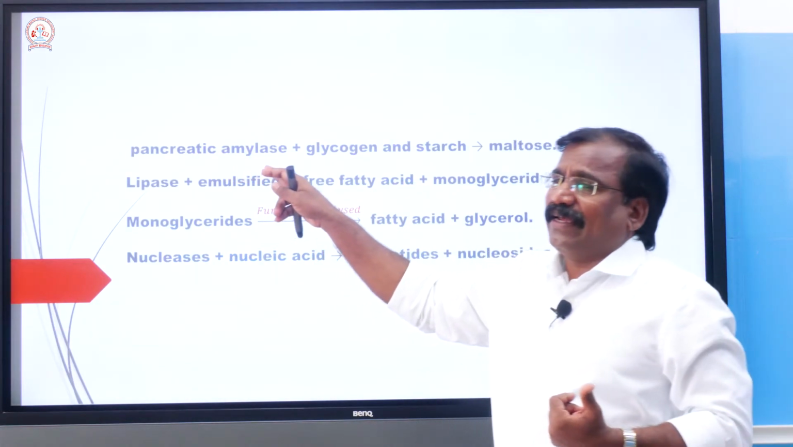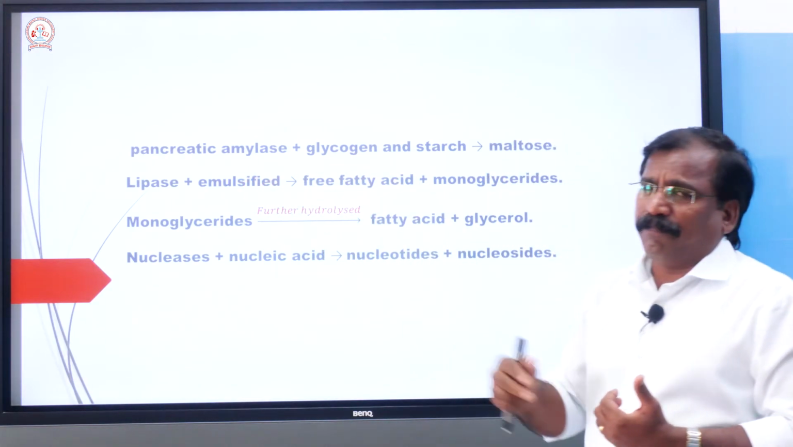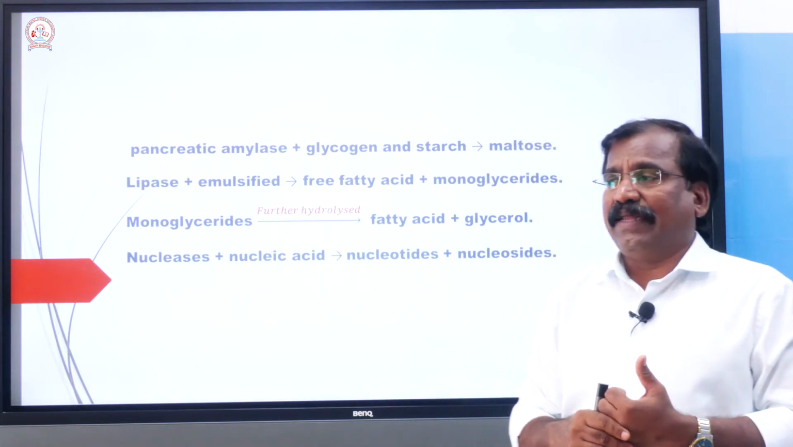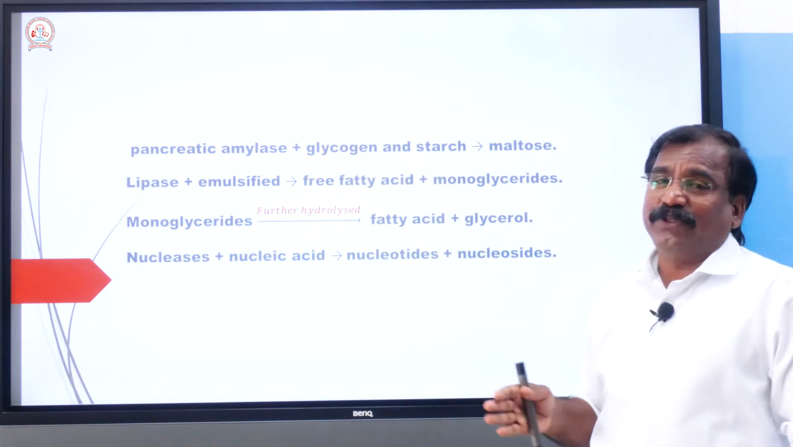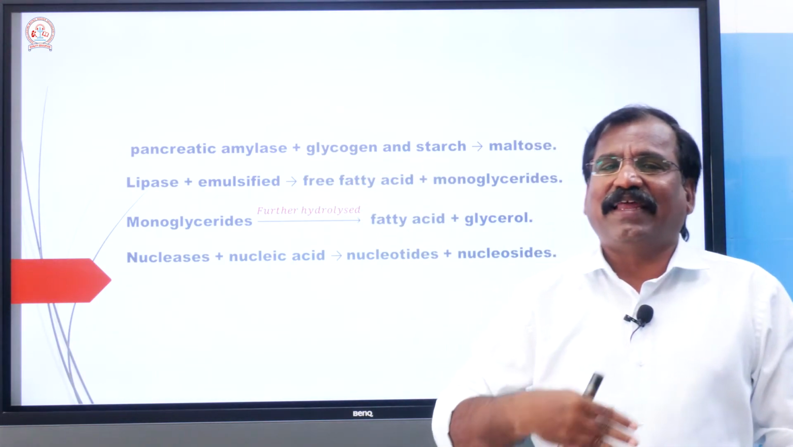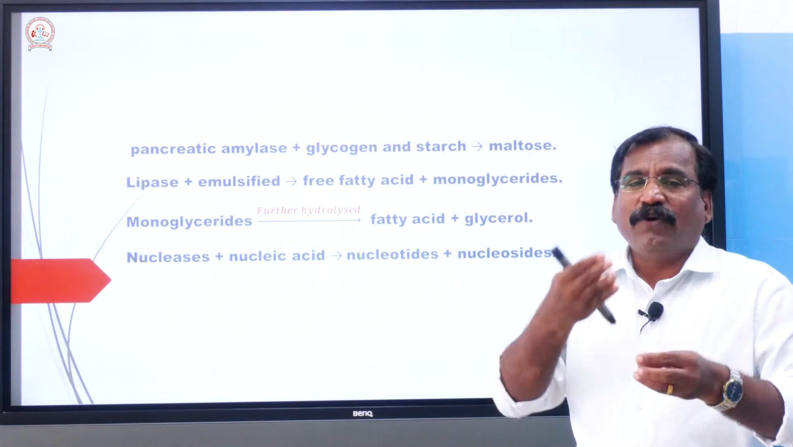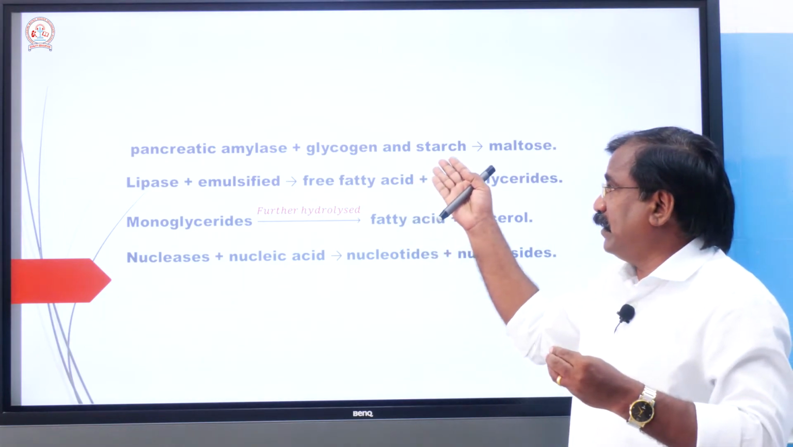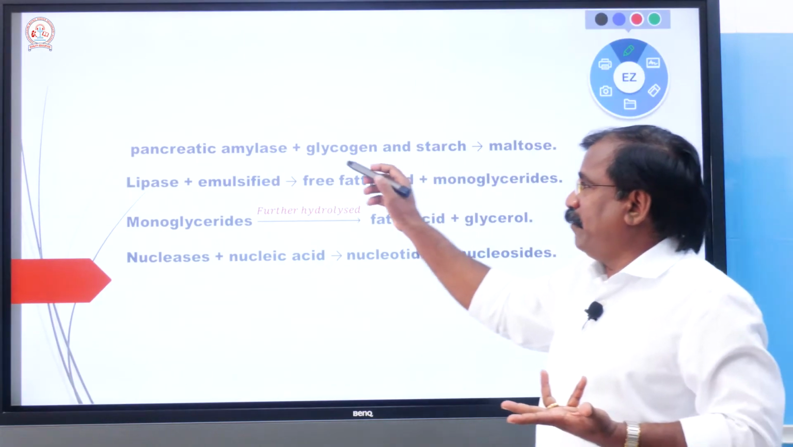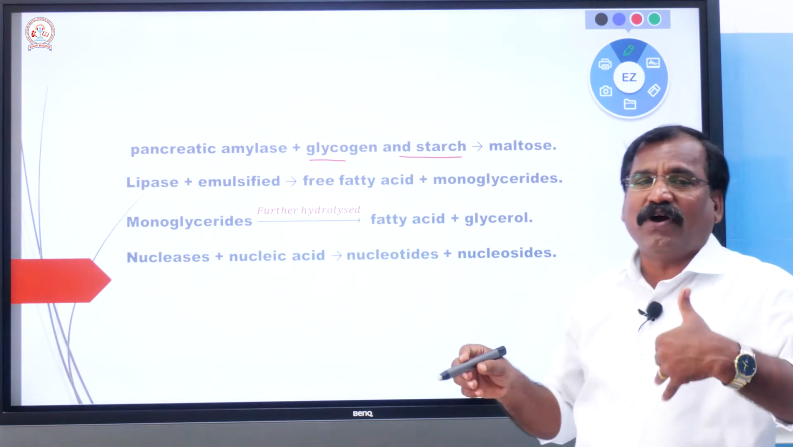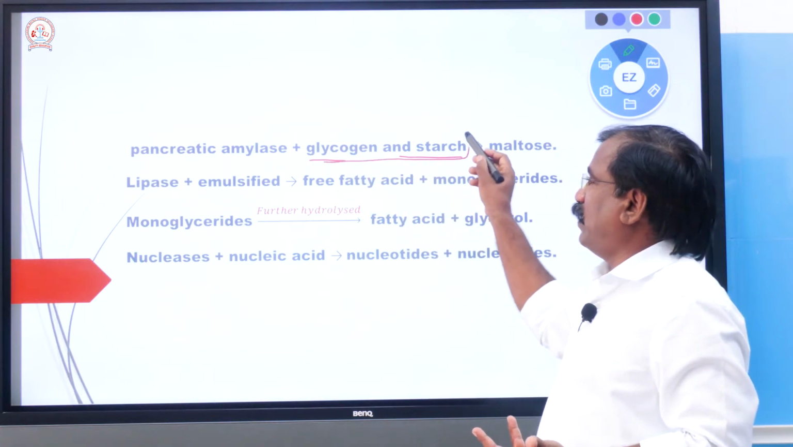enzyme is pancreatic amylase. Listen, it is starch digesting; it acts upon starch. Glycogen is like starch; both are polysaccharides. What is glycogen? The polysaccharide stored in the plant is called starch. The same polysaccharide, if stored in our body, is called glycogen. So glycogen and starch are polysaccharides.